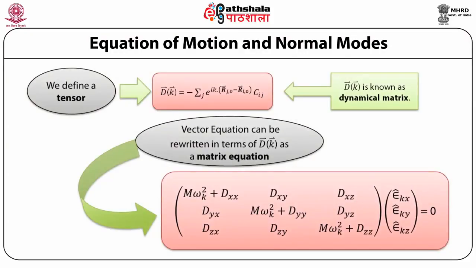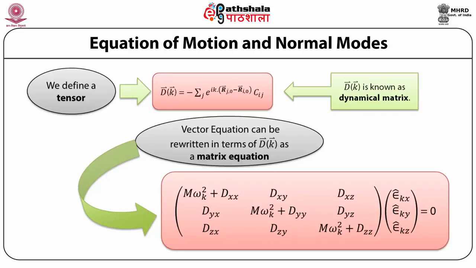Now continuing from the previous slide, we introduce a new tensor Dk, which is equal to minus the summation over j of e raised to the power i k dot (Rj naught minus Ri naught) multiplied by Cij. So you see from here that Cij is a tensor. Simply by multiplying this already existing Cij tensor by this exponential form, we introduce a new tensor Dk, and this Dk, in popular texts or textbooks, is known as the dynamical matrix.